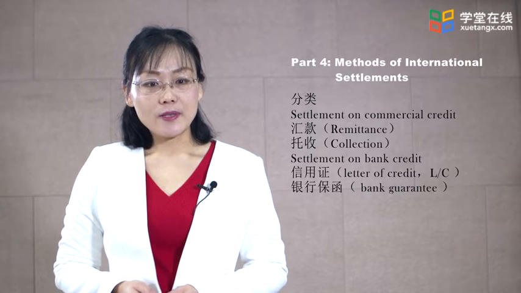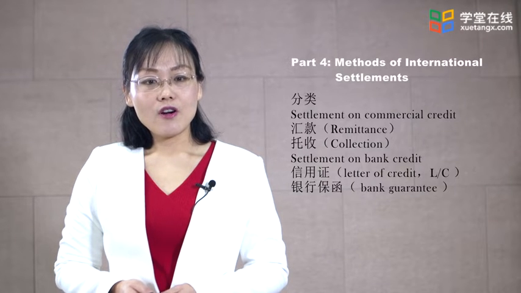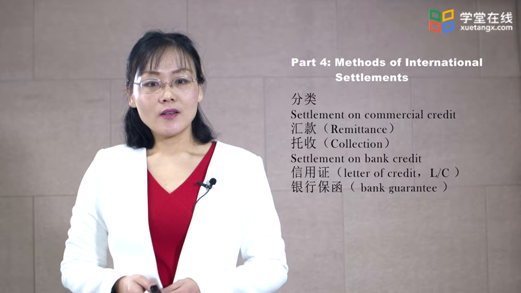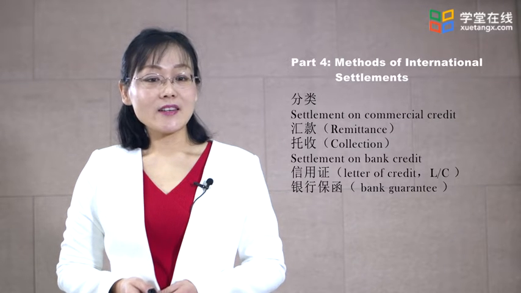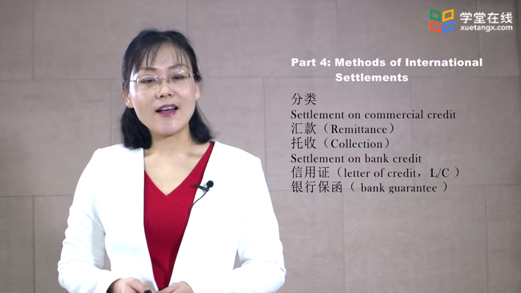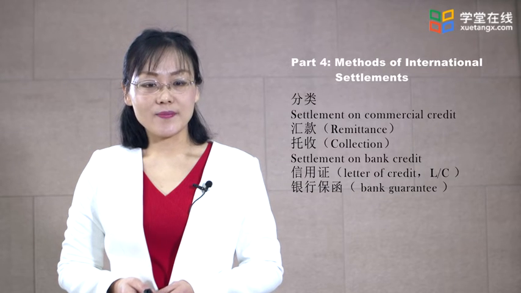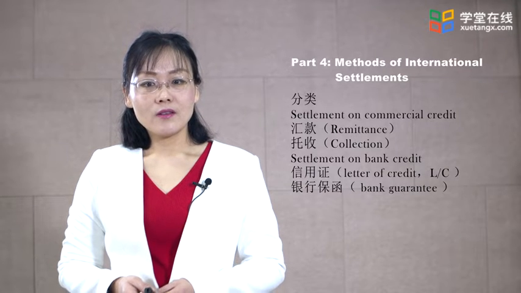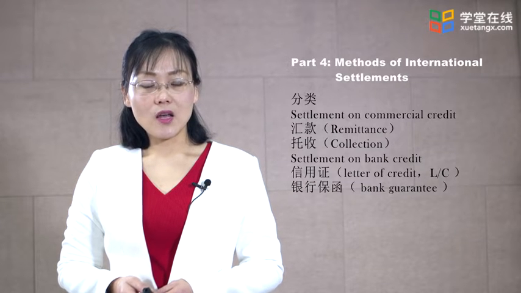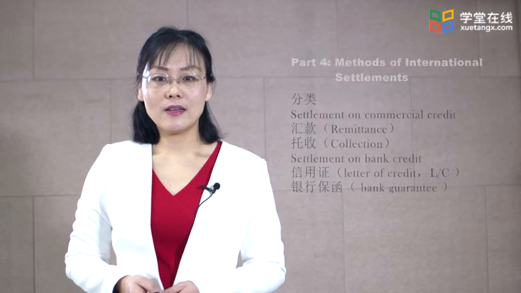The first type include remittance and collection, while the second type include letter of guarantee and letter of credit. We'll illustrate those different methods one by one. First, let's look at remittance.